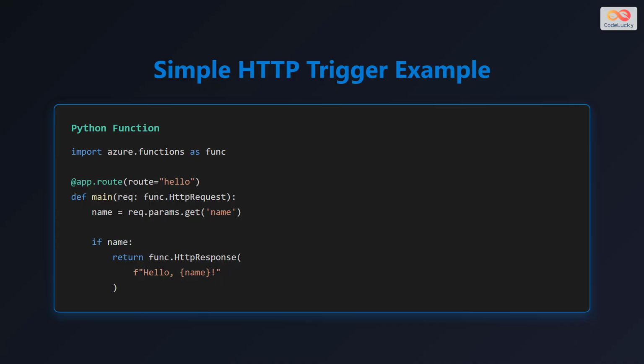Let's look at a simple HTTP trigger example in Python. This function is decorated with the app.route decorator, which specifies that it responds to the hello route. The function receives an HTTP request object as its parameter. It extracts the name parameter from the query string. If a name is provided, the function returns an HTTP response with a personalized greeting message. This demonstrates how easy it is to create a REST API endpoint using Azure Functions. The entire function is just a few lines of code, yet it's fully scalable and production-ready.